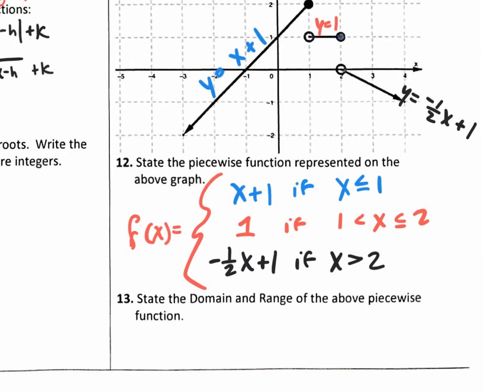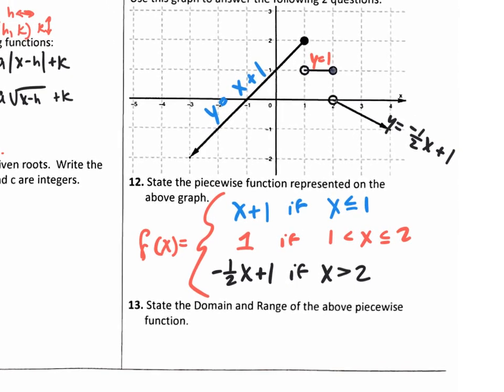Let's state the domain and the range. Now the domain, does it go to the left forever? Yes. Does it go to the right forever? Yes. So what's the domain? Again, the domain is x equals all real numbers. Now how about the range? Does it go up forever?